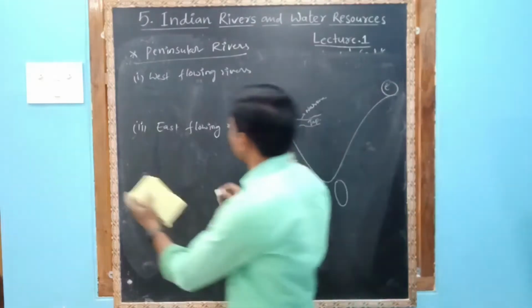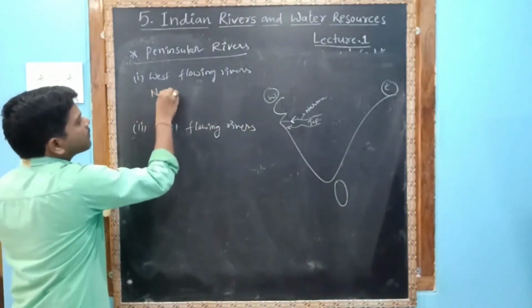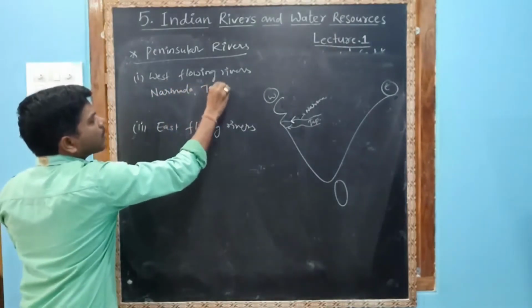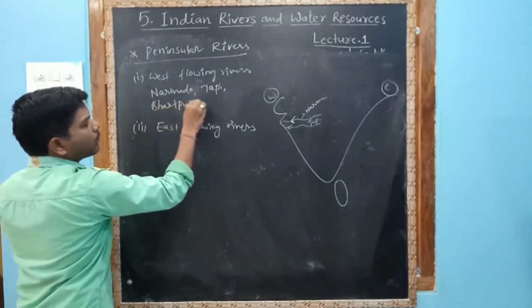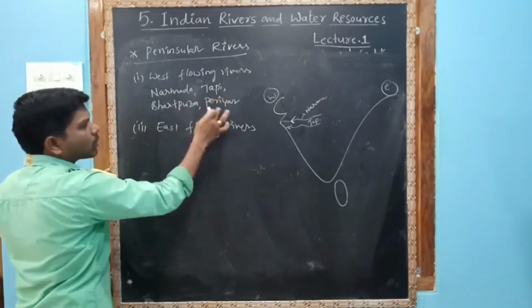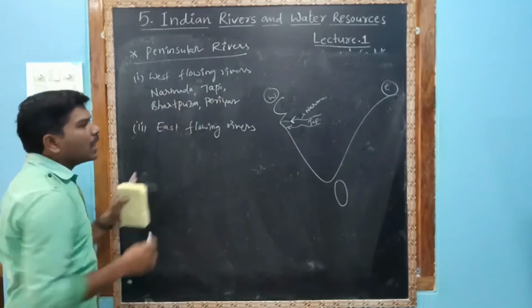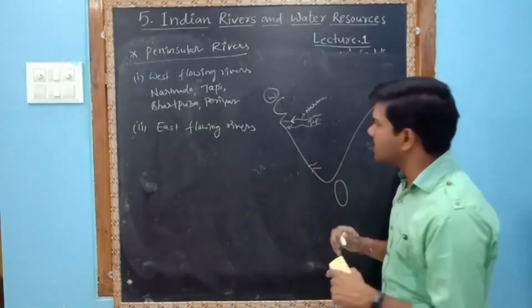Example. So I am writing here which are the west flowing rivers. West flowing rivers are Narmada, Tapi, okay, Bharatpuja, Periyar. Both are not given in the textbook, but you better remember. Yeah. Next, what are the east flowing rivers? So Periyar River is this side and Bharatpuja River is this side.